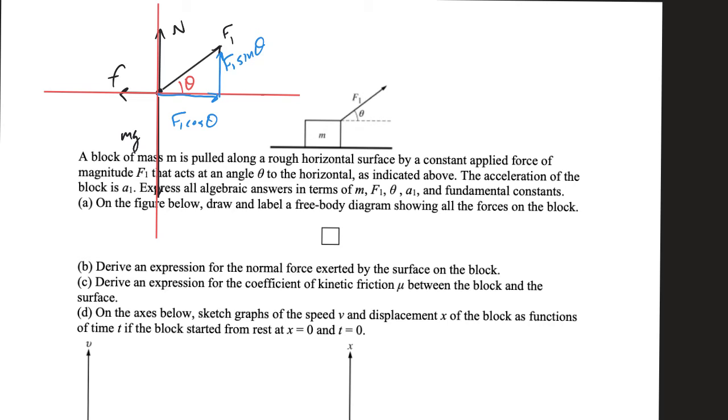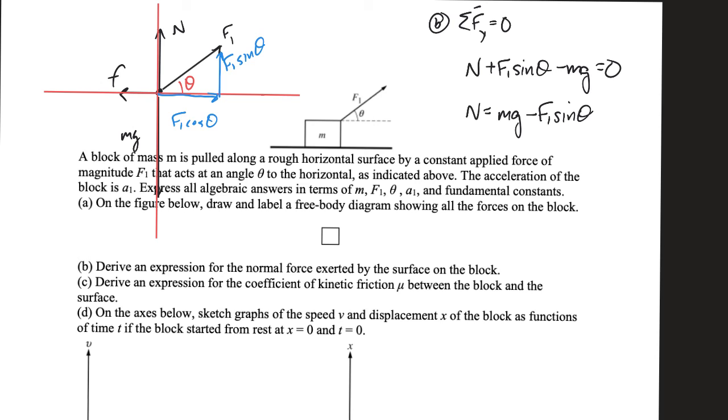Once I have that, it says derive an expression for the normal force. So net force in the y direction is equal to 0. I see 1, 2, 3 forces in the y direction. So normal plus F1 sine theta minus mg equals 0. So normal equals mg minus F1 sine theta. You're allowed to have all of those in your answer, so that's just fine.